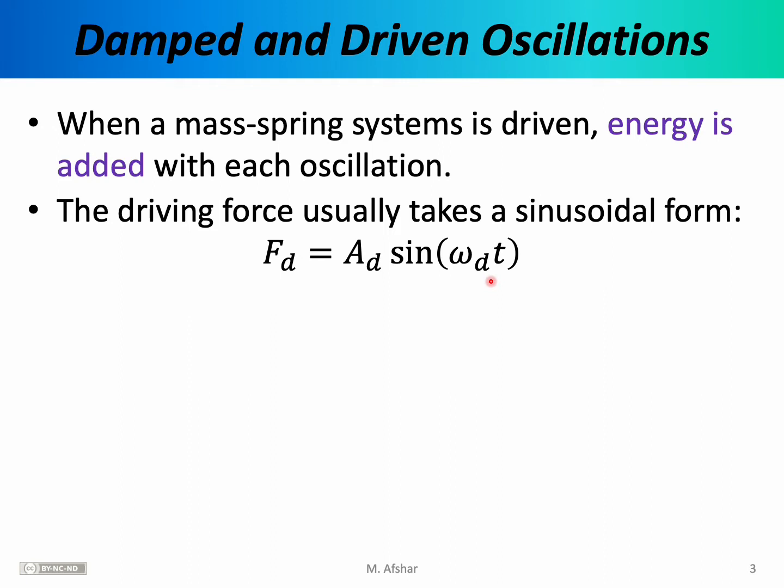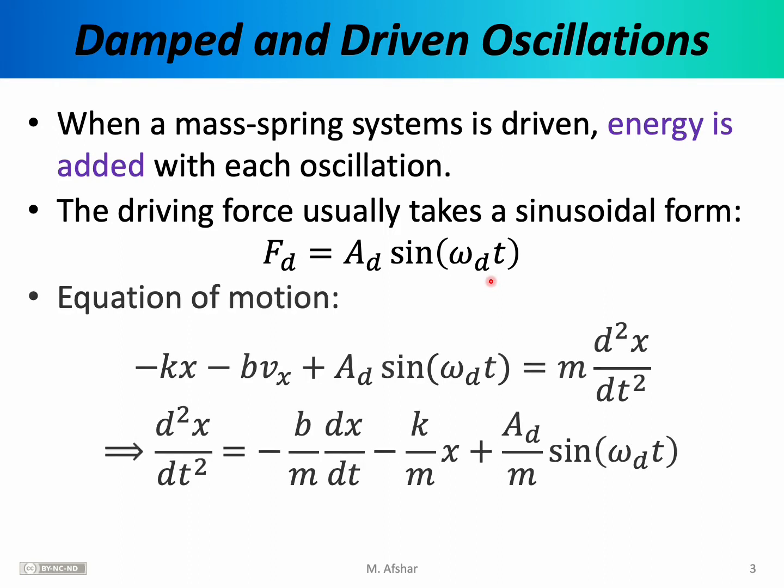So how does this driving force influence or affect the behavior of a mass spring system? Well, to answer that question, we need the equation of motion. Essentially, we need a differential equation that helps us figure out how position or velocity change as a function of time. As usual, we basically use Newton's second law of motion. So this top equation here is essentially Newton's second law of motion. On the left-hand side, we have the net force acting on the mass, and on the right-hand side, we have mass times acceleration.